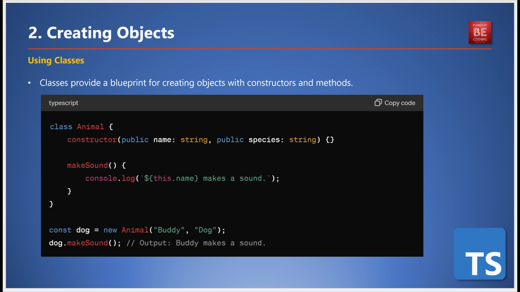For more complex scenarios, classes come into play. They provide blueprints for objects, incorporating constructors and methods. For instance, an Animal class might define a constructor for name and species, and a method to make a sound. Creating a dog named Buddy then becomes a structured, error-checked process.